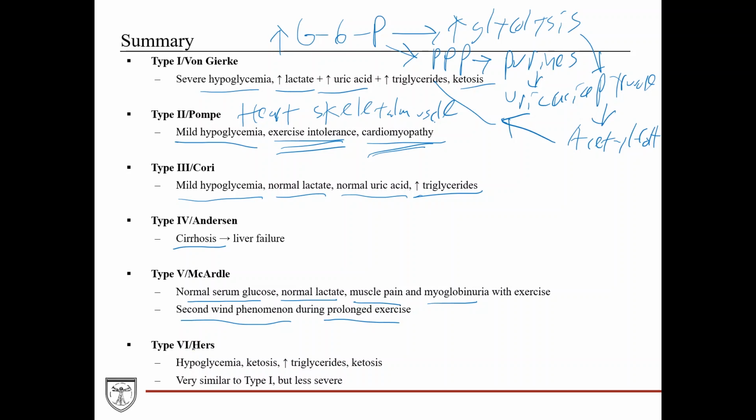And then type 6, Hers' disease, again, kind of a milder version of type 1, still have hypoglycemia, maybe ketosis could show up, not always. And then also increased levels of triglycerides, but again, not to the degree of von Gierke's disease. So again, very similar to type 1, but less severe. So these are just some characteristics, things we pointed out when we went through each one of these, but just to see them all together here so that you can help distinguish these diseases.